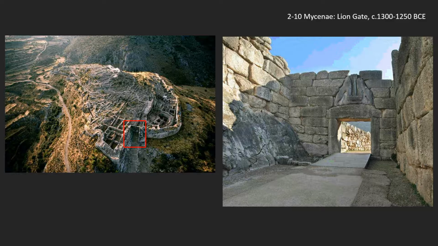Not from a natural disaster, but probably from being attacked. Probably from being beset by the people of the north. Right. Now, one last thing about the Mycenaeans before we actually look at Greek culture.